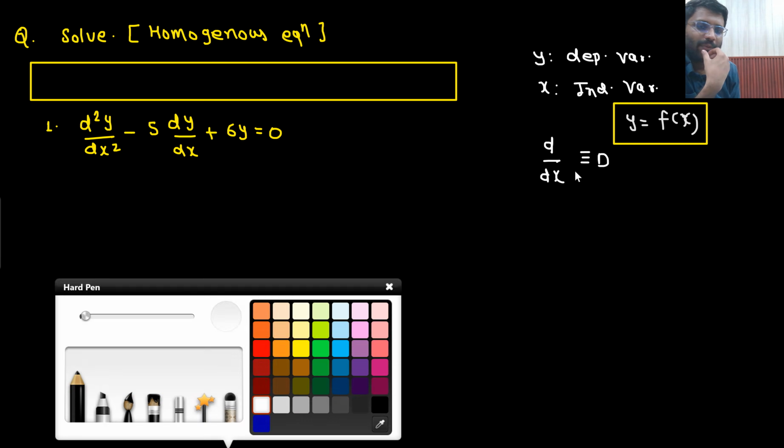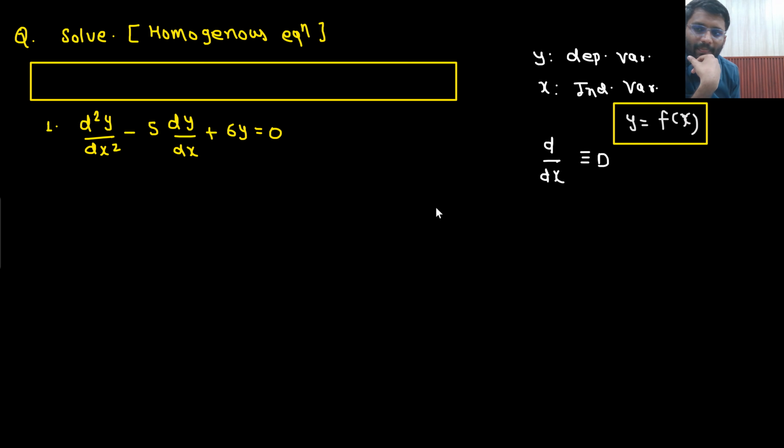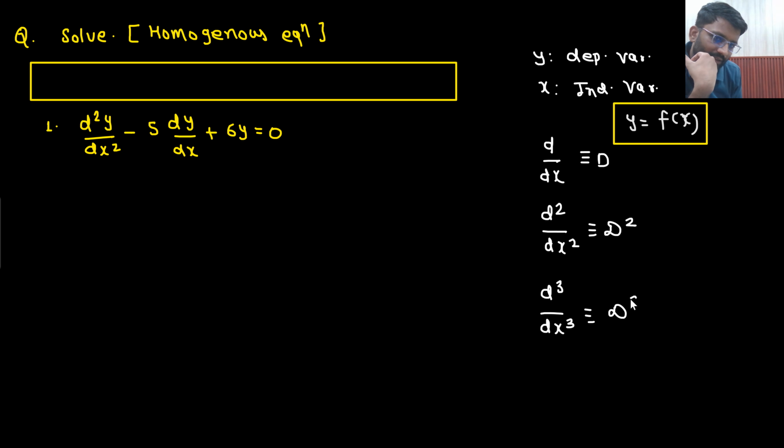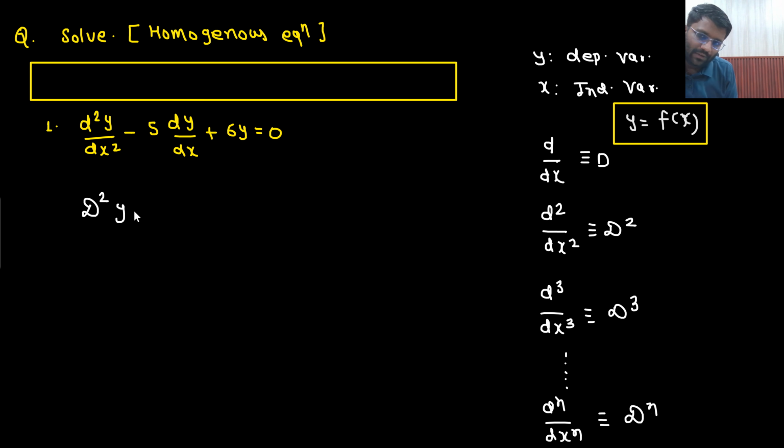So dy/dx would be written as D. d²y/dx² will be written as D squared. d³y/dx³ will be written as D cubed, and dⁿy/dxⁿ will be written as Dⁿ. So what will you do here? This will become D squared y minus 5Dy plus 6y equals 0.